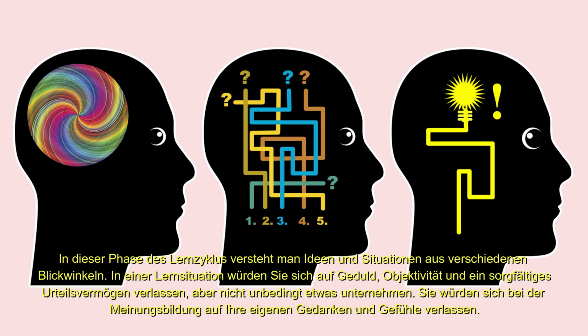With reflective observation, people understand ideas and situations from different points of view. In a learning situation, you would rely on patience, objectivity, and careful judgment, but would not necessarily take any action. You would rely on your own thoughts and feelings in forming opinions.